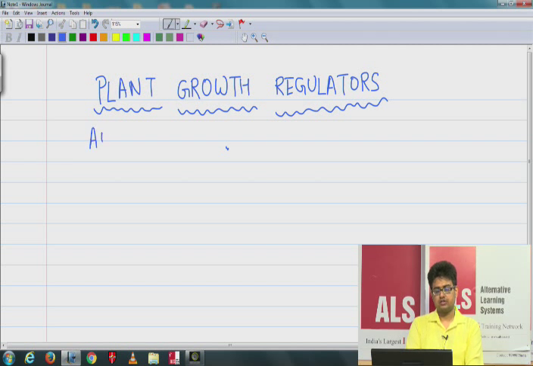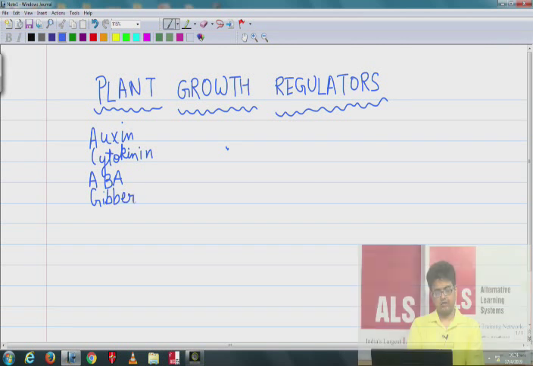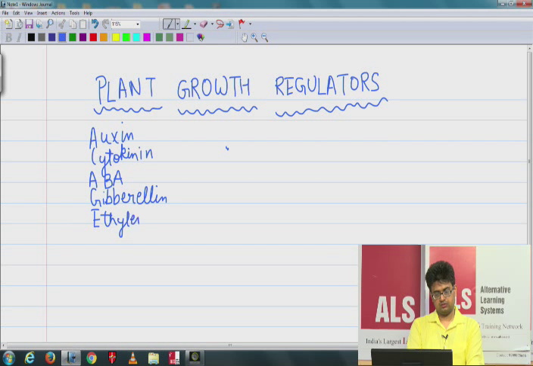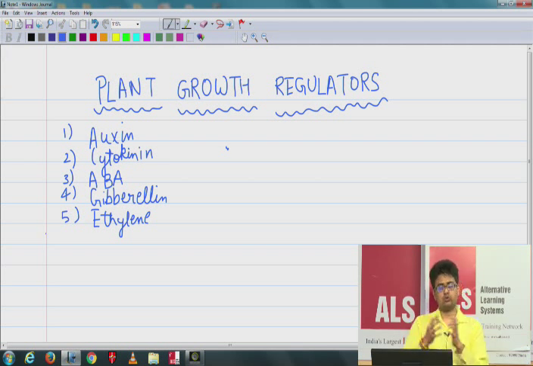Auxin, cytokinin, abscisic acid, gibberellin, and a gaseous hormone called ethylene. So these are the 5 hormones we need to study. Please note that these are not the only hormones, but these are the major hormones. There are some minor hormones as well. They play a special role in some local situations.